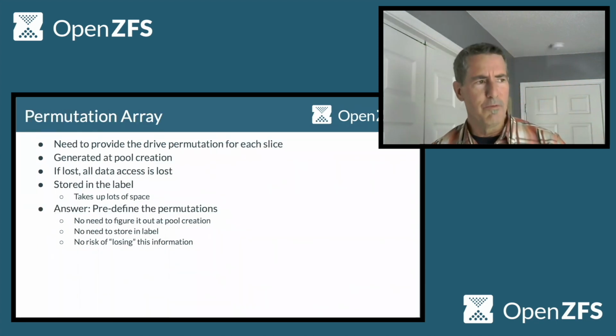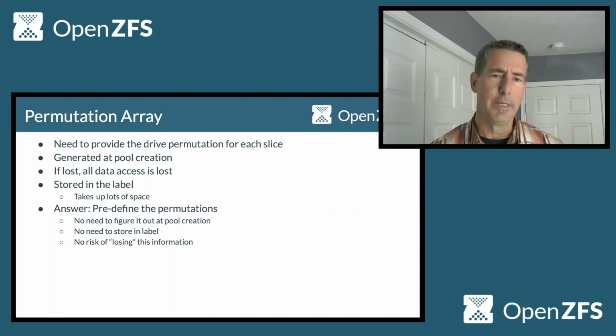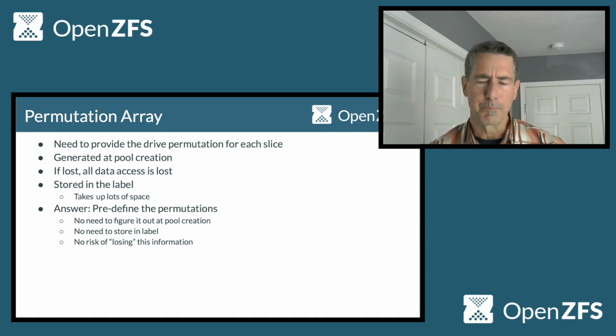All right, so I want to move on now to talk about the various issues that Brian and I had to address as we were trying to get this code ready for integration. Everything I've talked about to date was pretty much there in the bits when we took over the bits for integration. One of the things we had to deal with was the permutation array. In the implementation, in general, you have to have a permutation array that defines the permutation for each slice of the dRAID configuration.